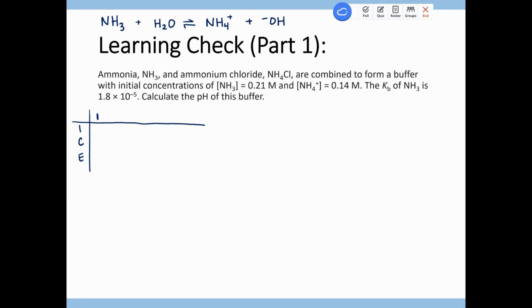So in our ICE table, we'll have NH3. I'm going to add H2O, but as you all know, we ignore it because it's a liquid. It doesn't influence equilibrium at all. We have NH4+ and OH-. And then we're provided initial concentrations of NH3, which is 0.21 molar, and NH4+ is 0.14 molar. And then OH- we will assume is 0.